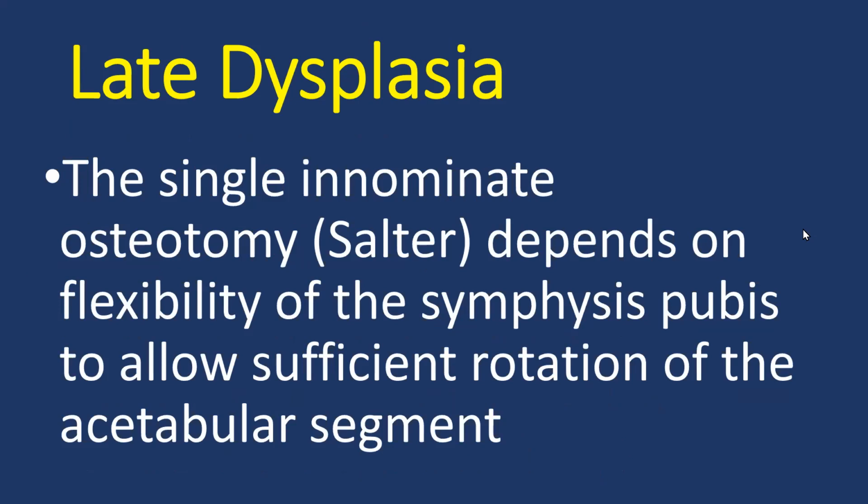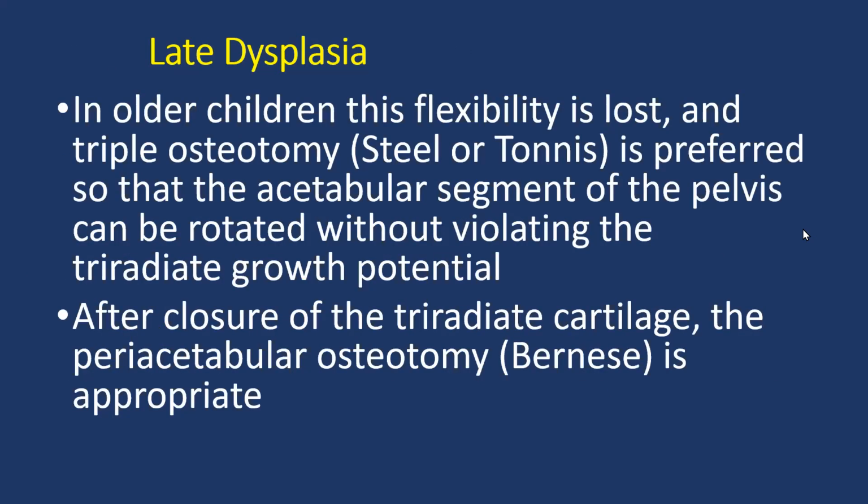to allow sufficient rotation of the acetabular segment. In older children with flexibility lost, a triple osteotomy of Steel is preferred, so that the acetabular segment of the pelvis can be rotated without violating the triradiate cartilage. So what do we do? We osteotomize the superior and inferior pubic rami. After closure of the triradiate cartilage, the periacetabular osteotomy, PAO, is appropriate.